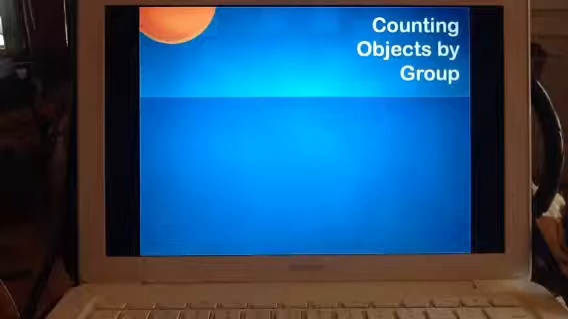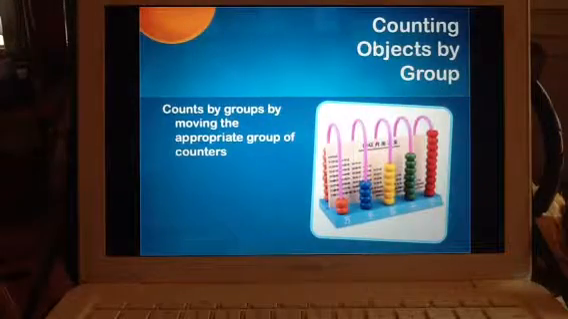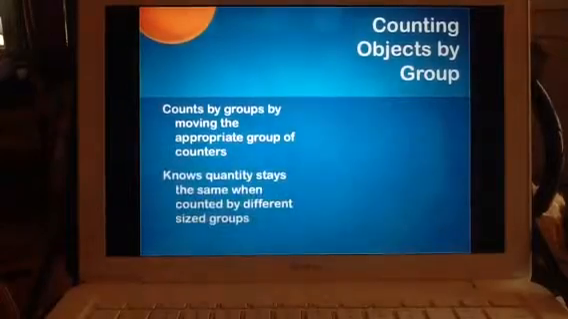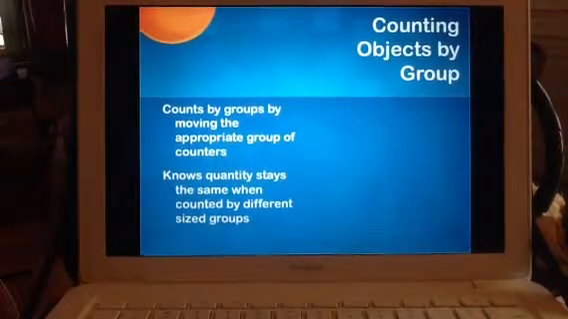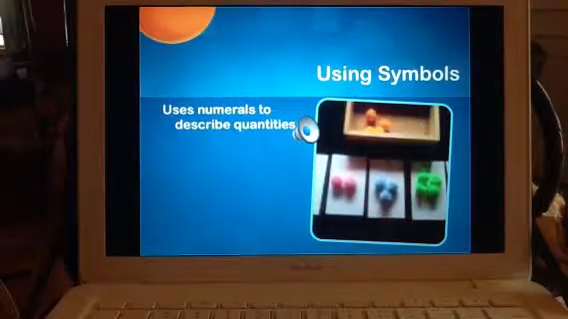Counting objects by group. The student can count by groups by moving the appropriate group of counters, and they know that quantity stays the same when counted by different size groups. Next, using symbols. They use numerals or numbers to describe the quantities they see.